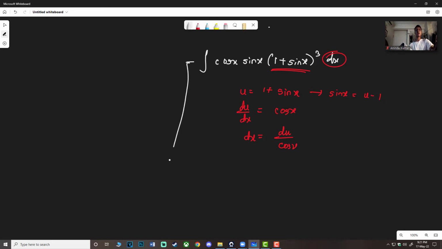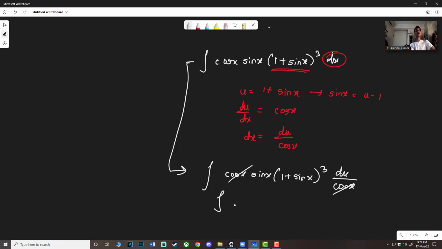So from here we have cos x. Let us leave cos x as it is. Let us leave everything as it is: sin x, (1 plus sin x) whole cube, du by cos x. The reason that I've left everything in terms of x is because I need to simplify these cos x and cos x. If we had already substituted the x expressions in terms of u, we would not be able to cancel this cos x and this cos x out. So we cancel out this cos x, and we have finally sin x (1 plus sin x) whole cube du.